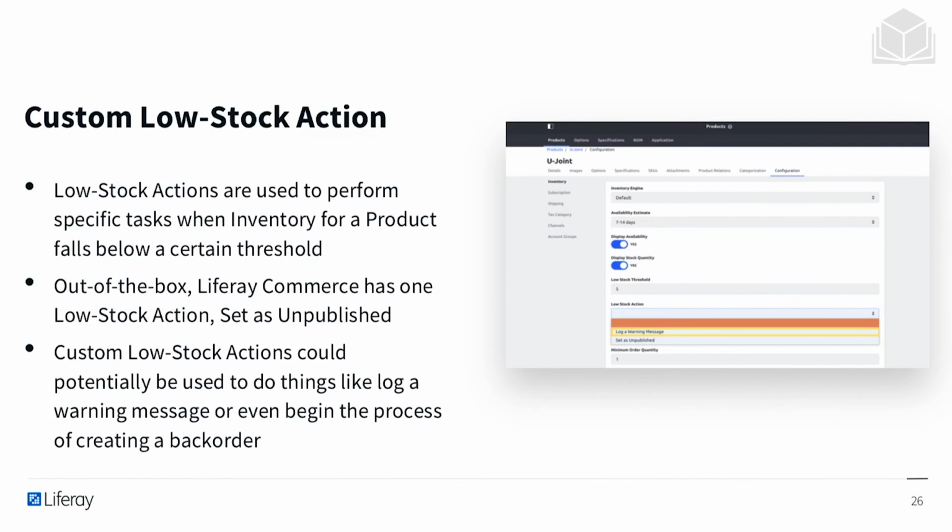So as we discussed in our lecture around stock management, we can provide a custom low stock action. Low stock actions are used to perform specific tasks when inventory for a product falls below a certain threshold. Out of the box, Liferay has one low stock action, that is to set the product to unpublished. With a custom low stock action, you could potentially do things like log a warning message or begin the process of creating a back order.